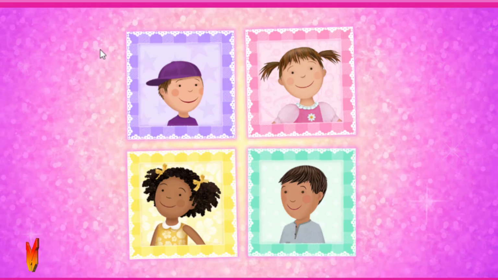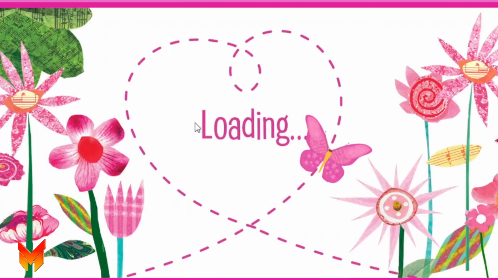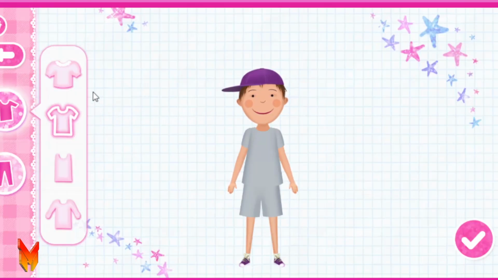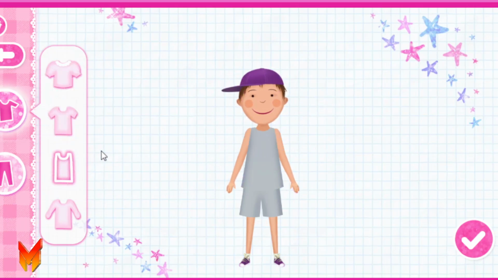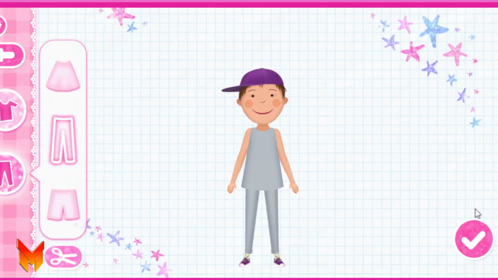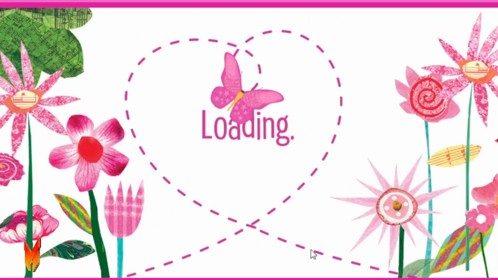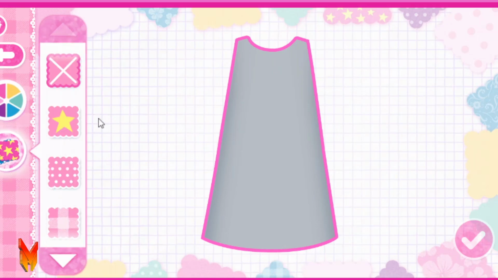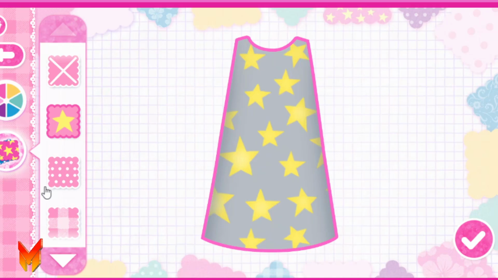Choose a character! Peter! Let's start designing your outfit! That's so cool! Let's create your shirt! You can pick a color and choose a pattern like polka dots for your clothes. Tap the check mark when you're done.